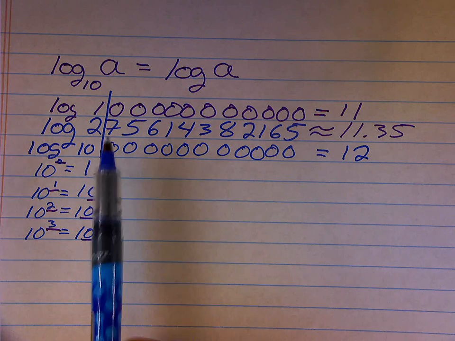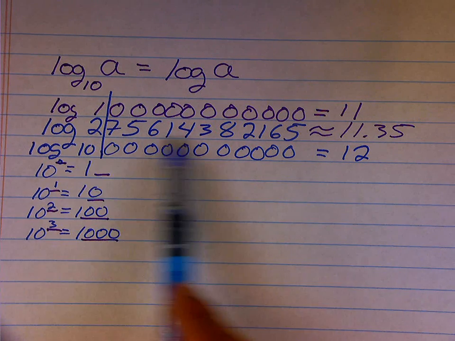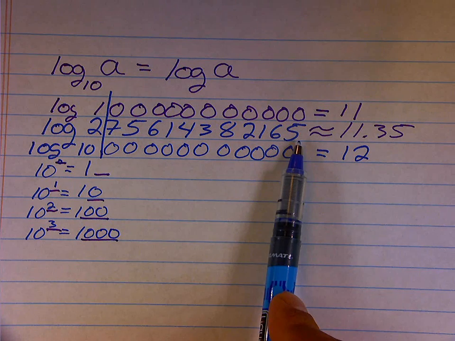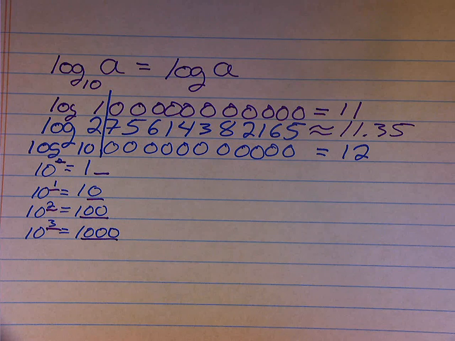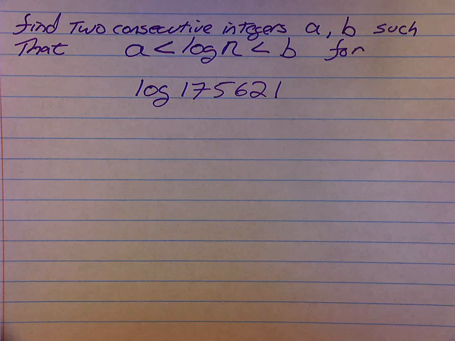Notice, the first number is smaller than the number I was trying to estimate. The second number is clearly bigger than the number I was trying to estimate. So the exponent I was looking at had to be bigger than 11, smaller than 12. Everyone okay with this? Okay, I'm going to use this technique to answer this question.